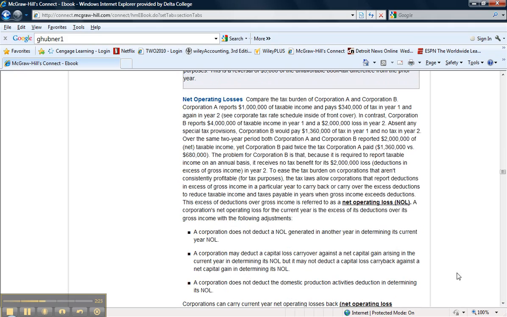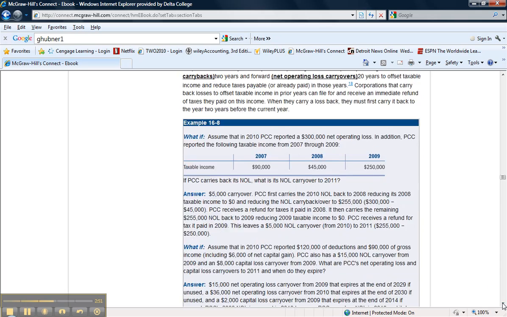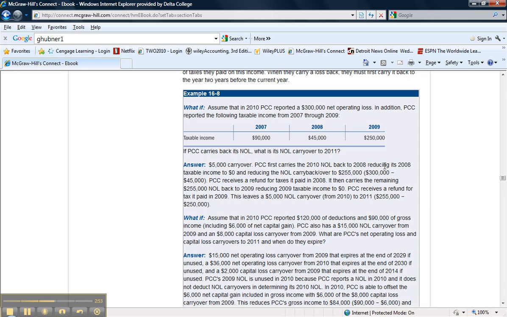Net operating losses is a concept that doesn't really exist for book purposes. For tax purposes, this is a provision that Congress has enacted where companies can smooth out their tax liability by allowing companies to carry losses back 2 years or forward 20 years to offset taxable income and tax that they may have paid in those years. So you can read all about net operating losses right here and how income gets carried back. That's a good example.